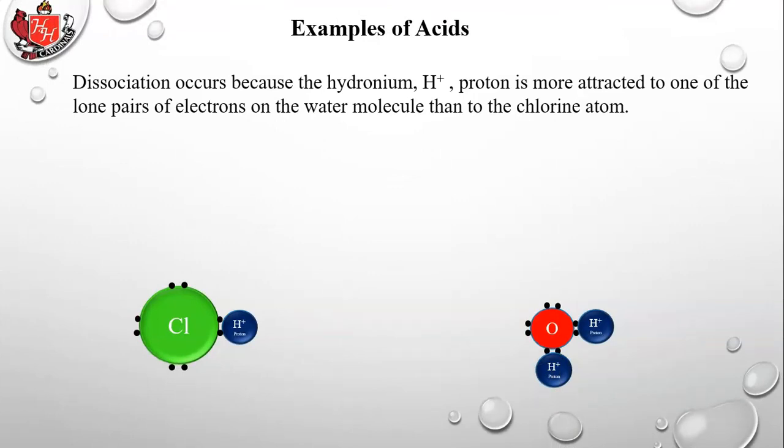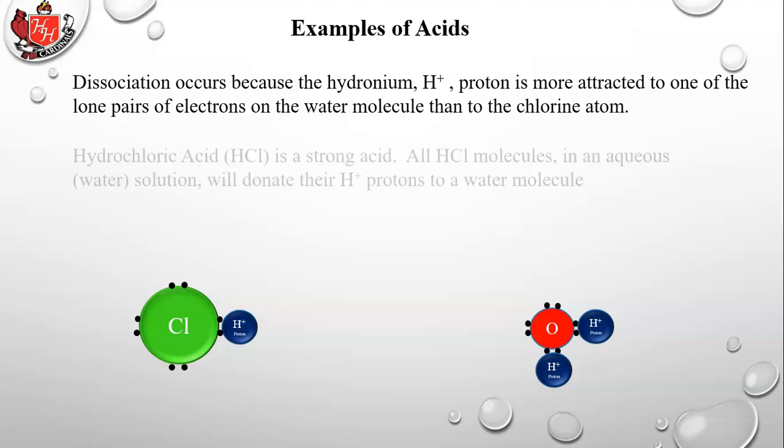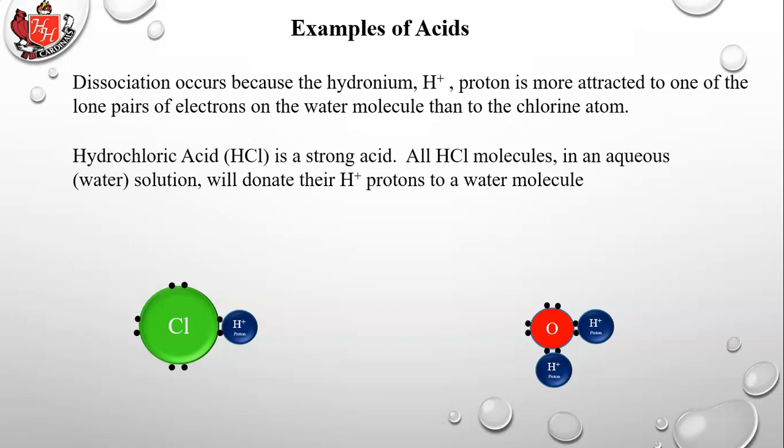Dissociation occurs because the hydronium H+ proton is more attracted to one of the lone pairs of electrons on the water molecule than to a chlorine atom, in this case. Hydrochloric acid, HCl, is a strong acid. All HCl molecules in an aqueous water solution will donate their H+ protons to the water molecule. So that proton goes across and jumps onto one of the lone pairs of a water molecule. So this is a hydronium ion. It can be written as either H+ or H3O+.